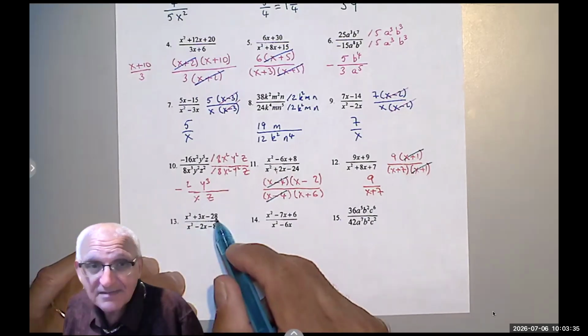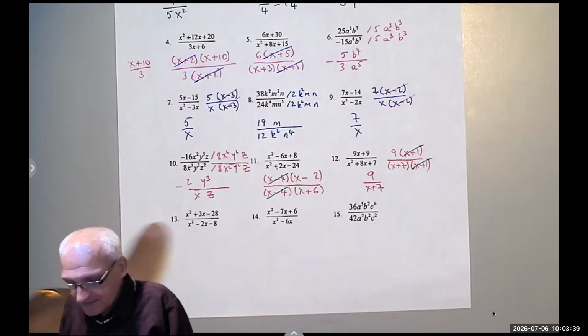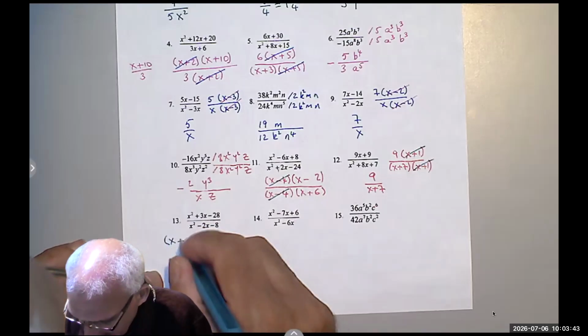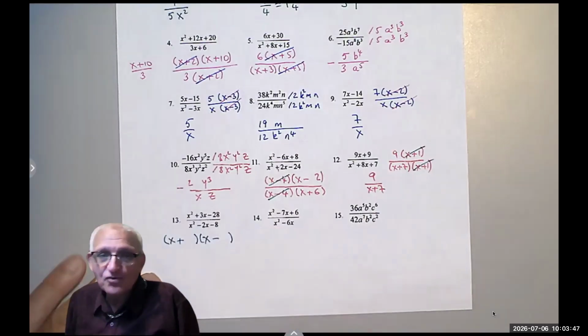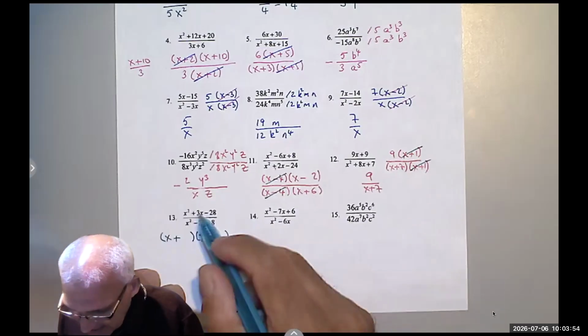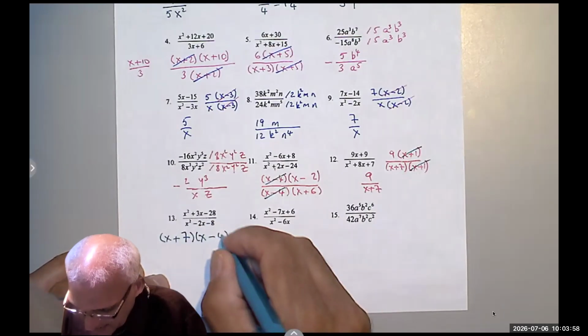Okay, the numerator. I have two numbers that multiply to negative 28, and the difference is 3 positive. So I have x plus and x minus. The two numbers, of course, are 7 and 4, because 7 times 4 is 28, and 7 minus 4 is 3. And since this is positive, then the larger of the two numbers is positive.